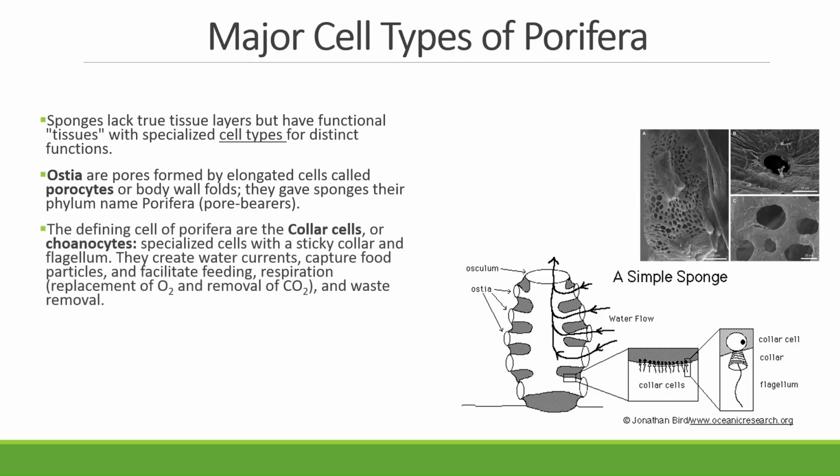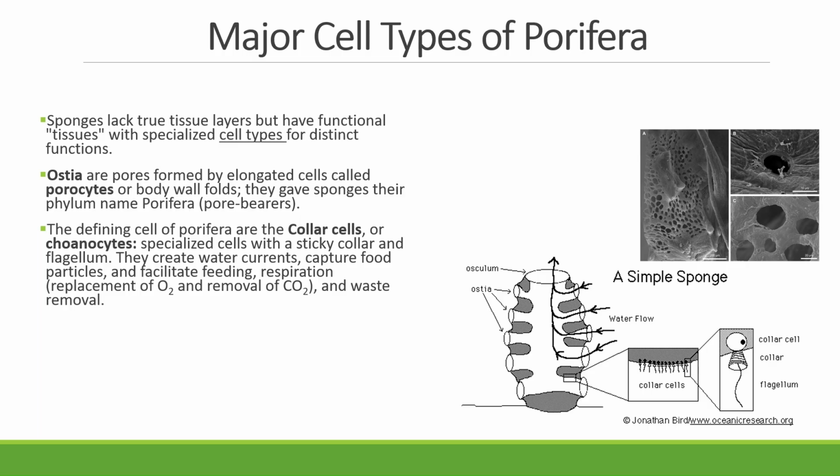The most important defining cell type in every sponge is the collar cell, or choanocyte. Whenever you see "cyte" in biology, it means we're talking about a type of cell. So you might be looking at the immune system of animals and see lymphocytes. Cyte means that it's a cell, and lymph deals with the lymph system. And there you have it.